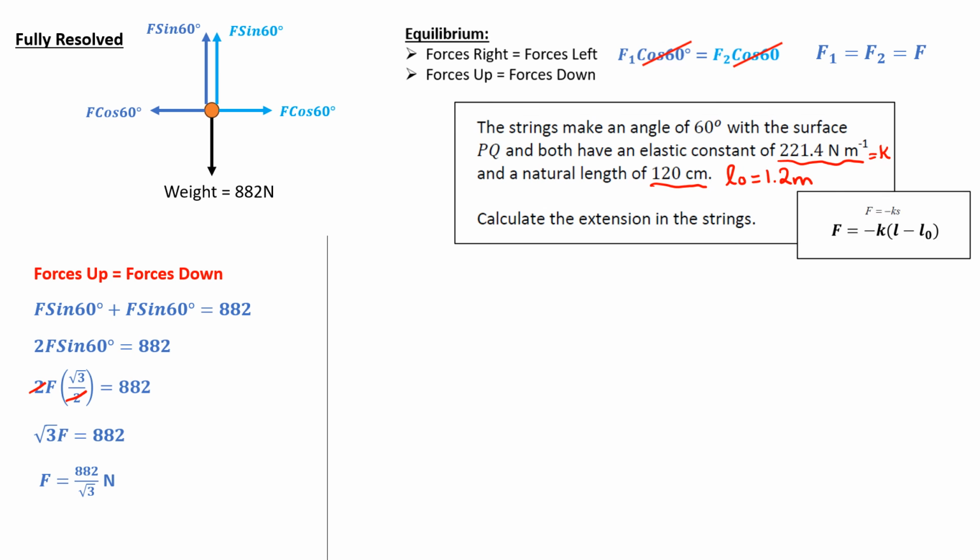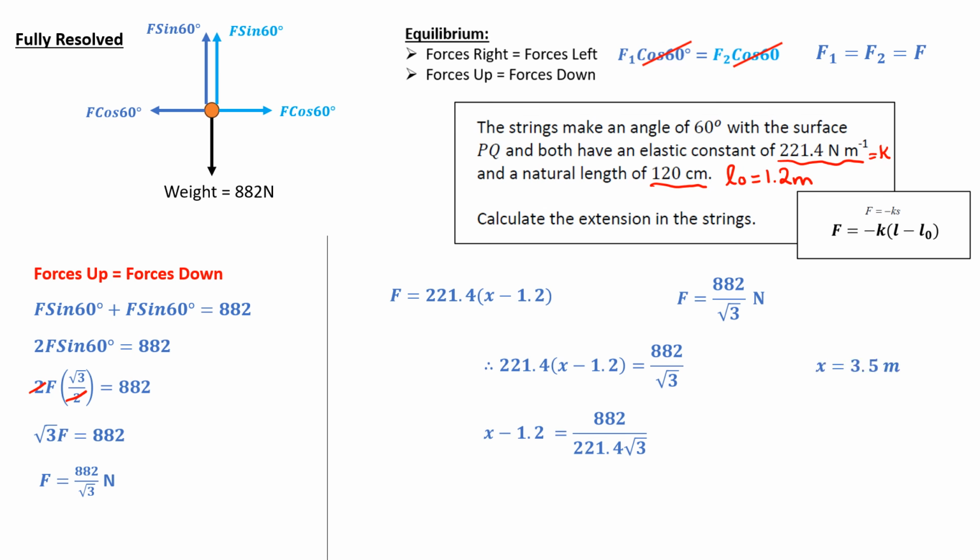So for Hooke's law, F is equal to minus ks, but we're going to look at instead k times L minus L0, and we're going to take it as positive because we're already dealing with the direction. That minus is just a directional piece. So using that formula, our force is equal to k, so 221.4 times L, which I don't know, I'm just going to call it x, minus 1.2. But because we've already worked out what F is, I can now sub that in, or let these equal, whichever way you prefer to think about it. And we can basically say that 221.4, our k, times x, the length we don't know, minus 1.2, our natural length, should give me 882 over root 3.